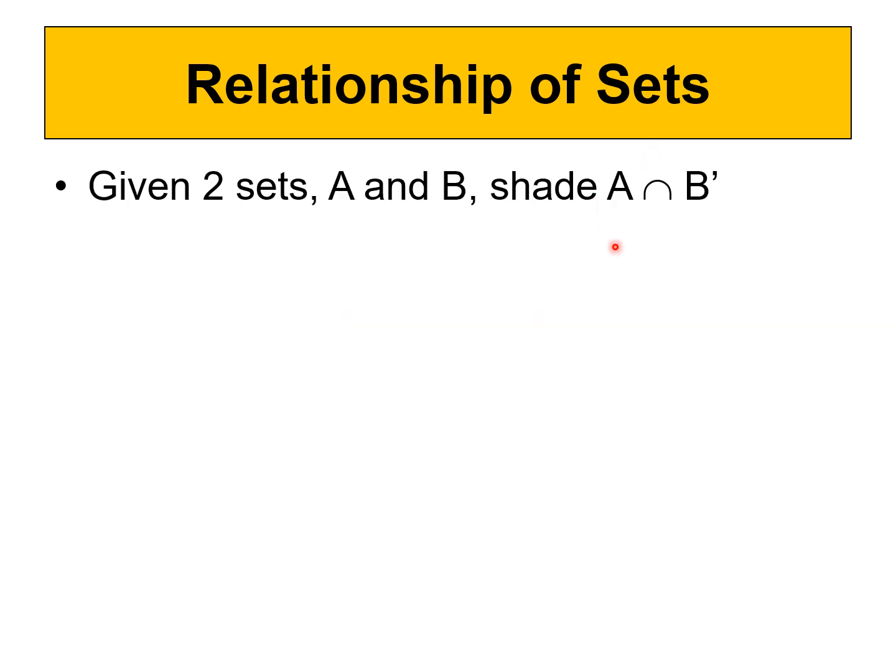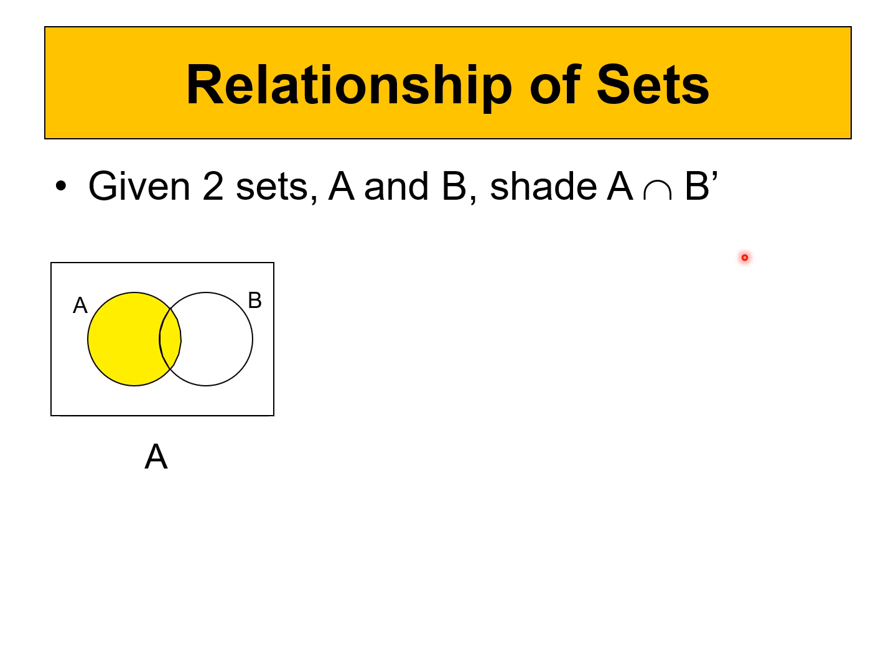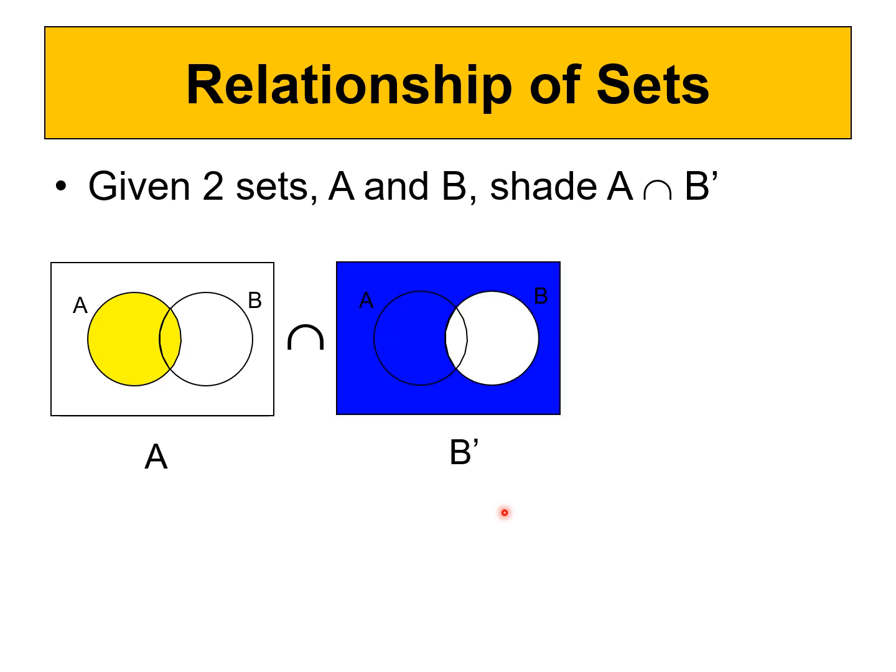Now, how about this? Are you able to shade A intersect B complement? So let's go through step by step. I take a look at set A. Set A is simply the yellow region here that I've shaded. Now I want this set A to intersect B complement. B complement simply means everything outside of the set B. Now, let's recall, intersection means the common elements, the common region.